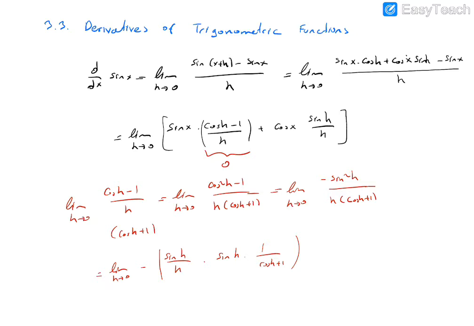Let's analyze all of them. Sine h over h goes to 1, we know that. Sine h goes to 0. 1 over (cosine h plus 1) goes to 1 over 2. So as a result, this is minus 1 times 0 times 1 over 2, which is 0. On the other hand, we know that the limit of sine h over h is 1 when h goes to 0. So that means this is cosine x. So the derivative of sine x is cosine x.